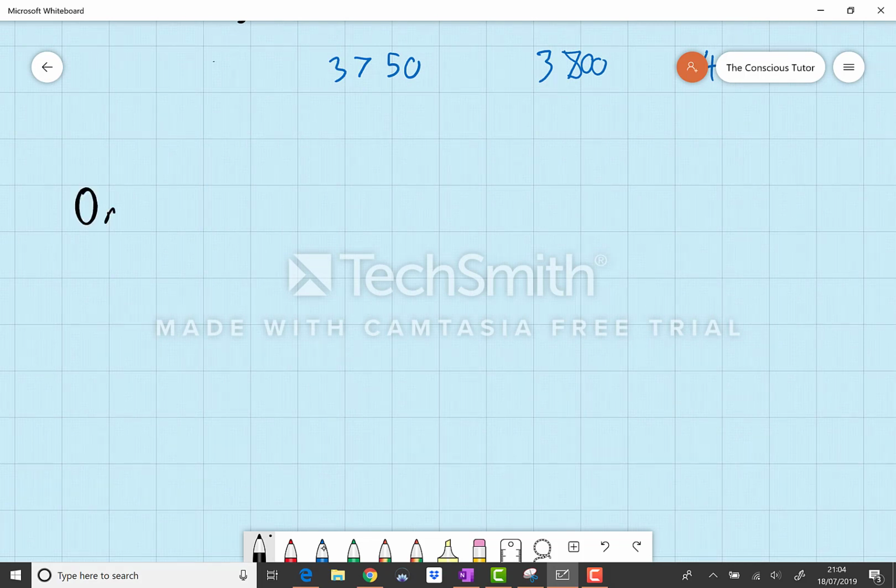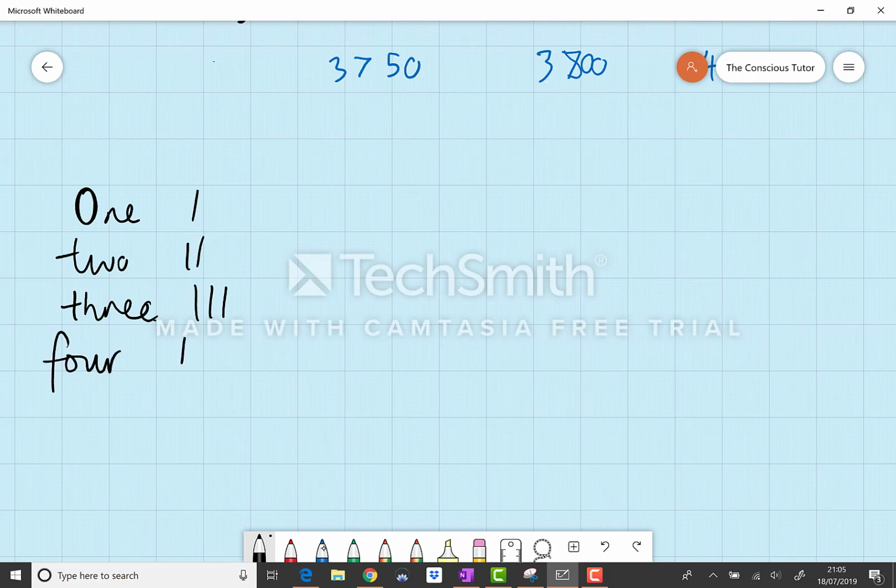So the number 1 is represented as a straight line down. The number 2 would be 2 lines, and the number 3 would be 3 lines. It changes when we get to number 4. So number 4 is like this, and number 5 is like this. You'll begin to see that there are certain patterns to Roman numerals.